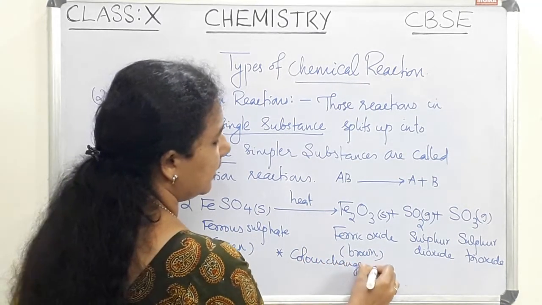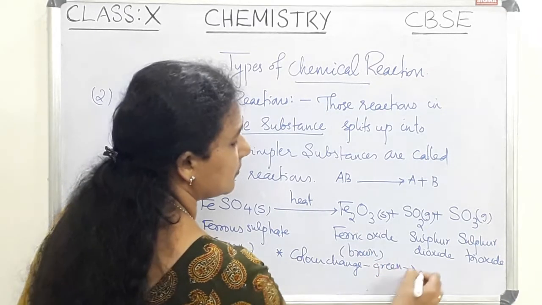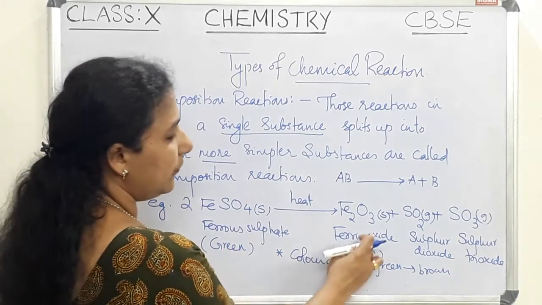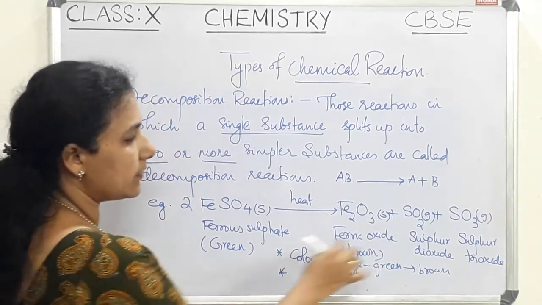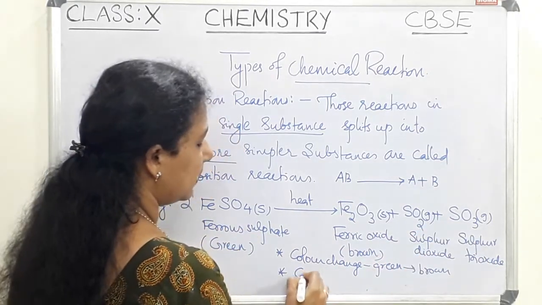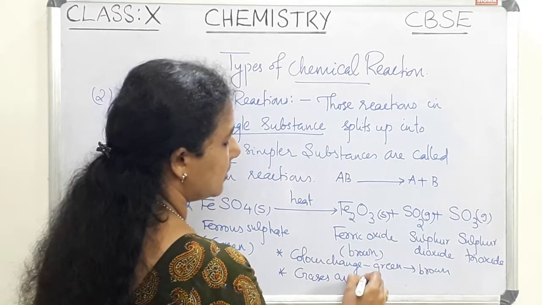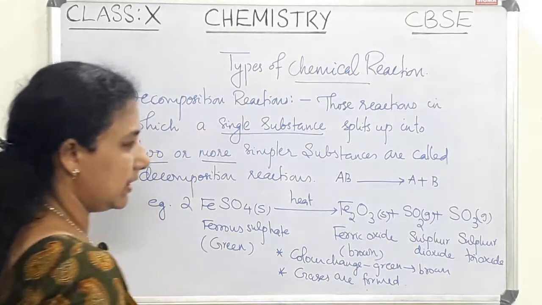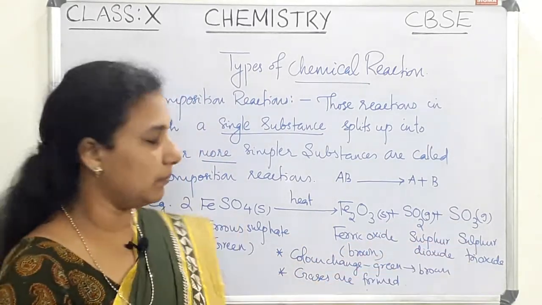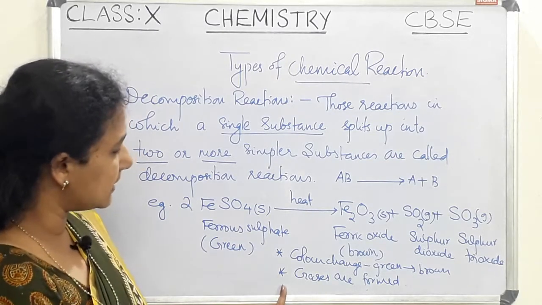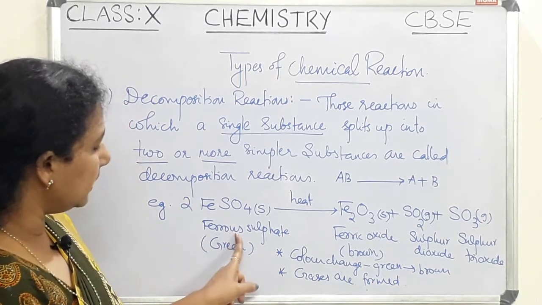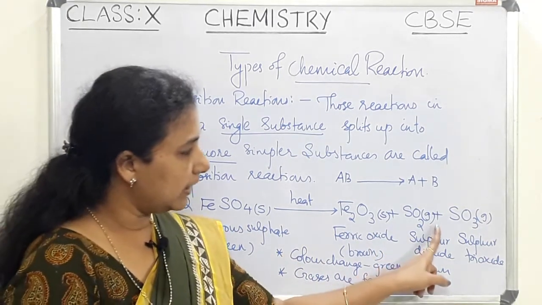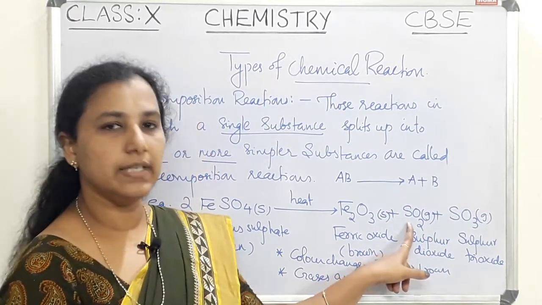Color change is green to brown. So green colored ferrous sulfate changes to brown colored ferric oxide. Then another observation is we can see some gases are formed. So gases are formed in this case. So the gases are SO2 and SO3. So these two observations can be seen in this reaction, where green colored ferrous sulfate changes to brown colored ferric oxide and two gases like SO2 and SO3.